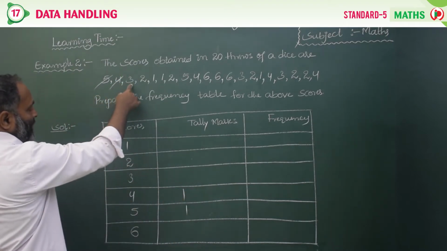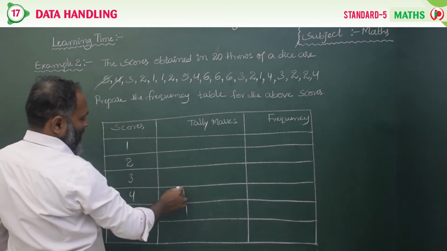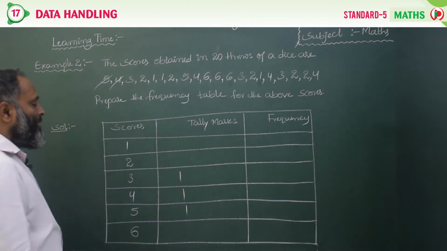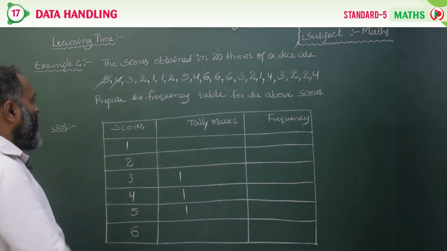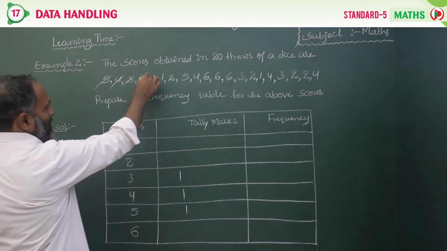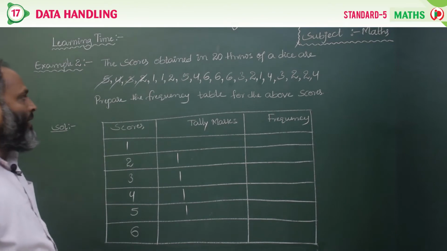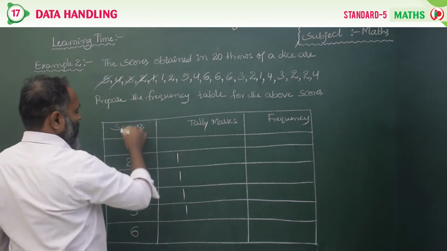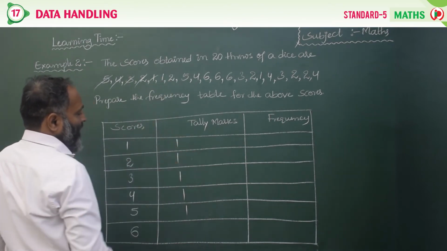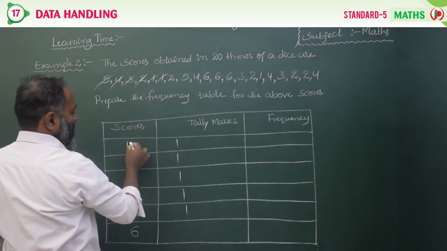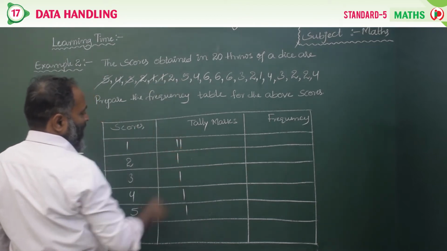Then after that, 3. Where is 3? In 3 we should take a vertical line. Then 2. Here we have a 2, so there you should take a vertical line. And 1. Where is 1? Here we have 1, so take a vertical line there. Again 1, so again you should take one vertical line here.